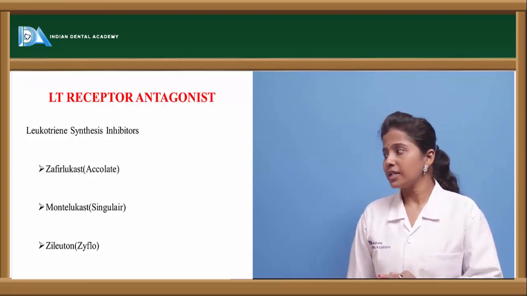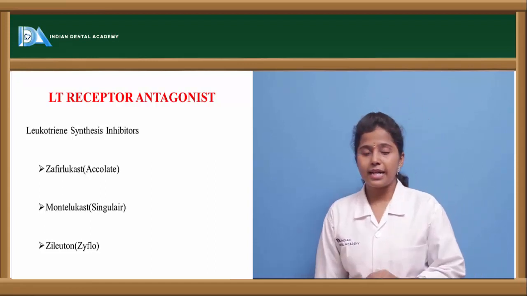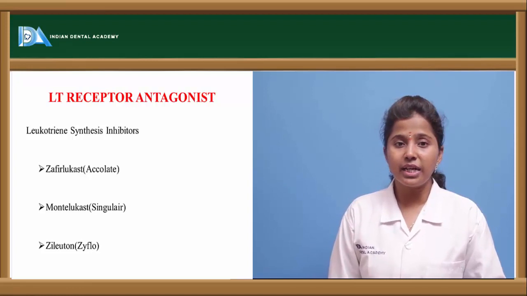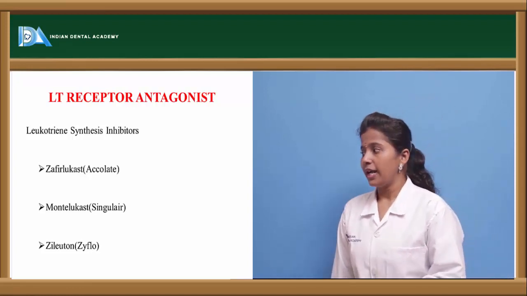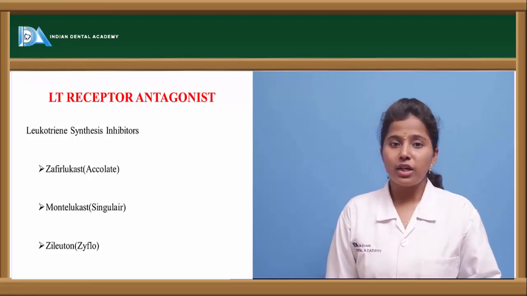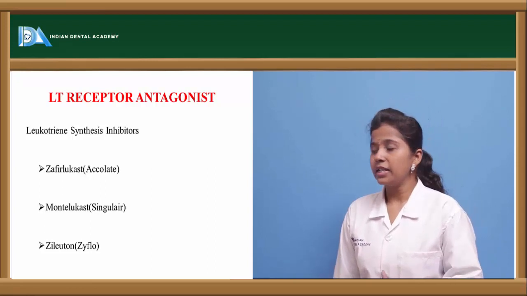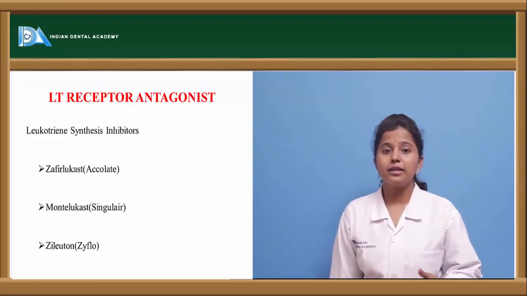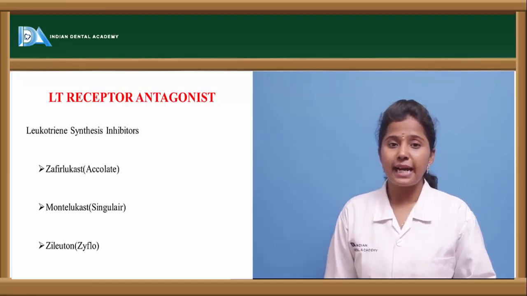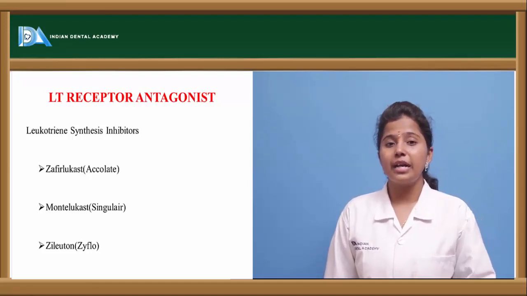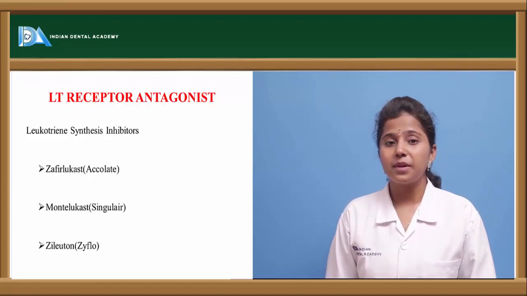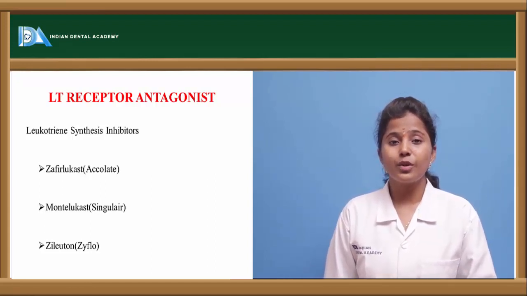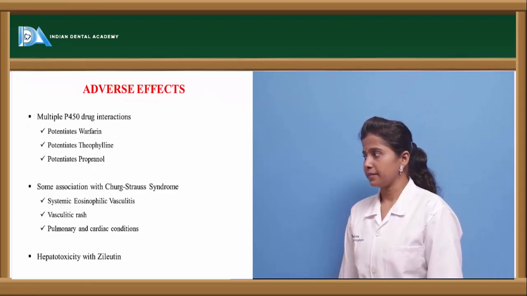Zafirlukast is marketed as Accolate. In the marketed drug Accolate, zafirlukast is present, in Singulair the drug montelukast is present, and in Zyflo, the drug zileuton is present. These are all leukotriene receptor antagonists, meaning they prevent the binding of leukotrienes to those receptors, and thereby prevent the leukotrienes from exerting their action.